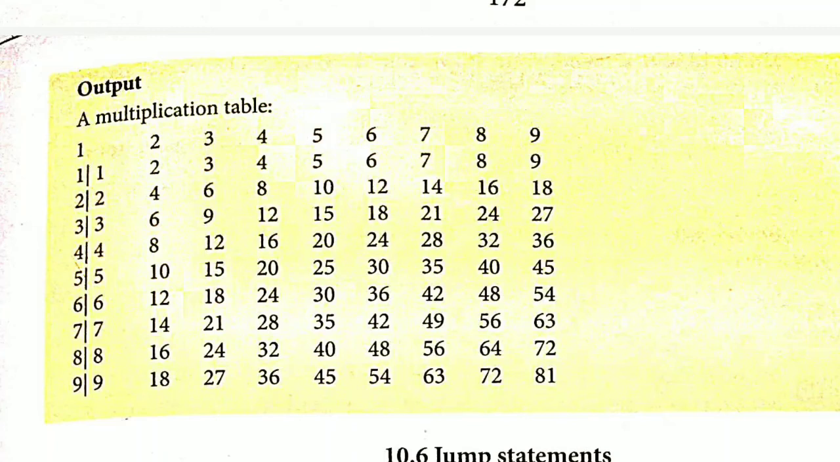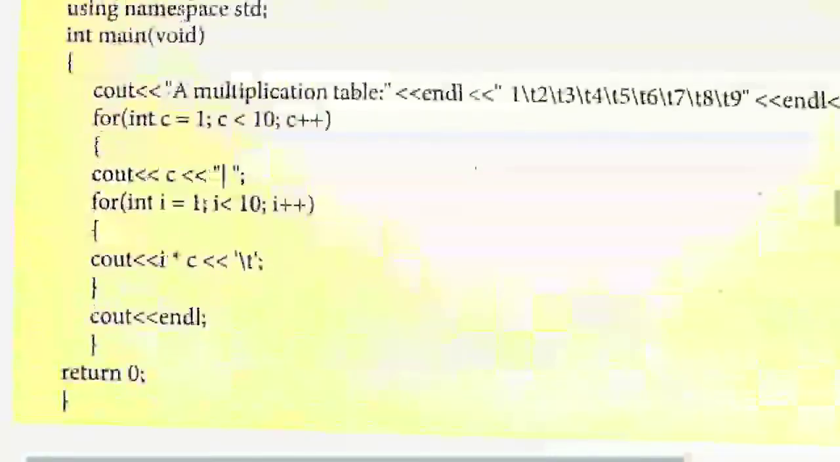So it will keep on doing this until the condition gets false. This condition will get false when the c value becomes 10. So 10 is less than 10 means the condition is false. So this entire loop will be exited and it comes to return 0 to end the program.